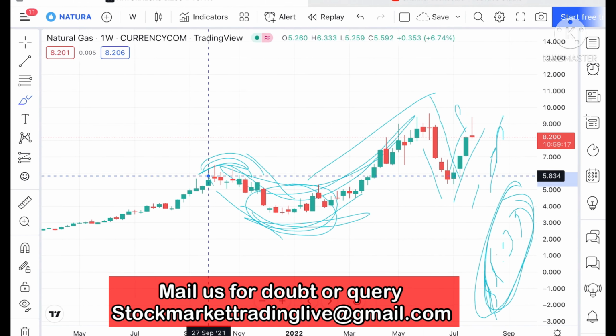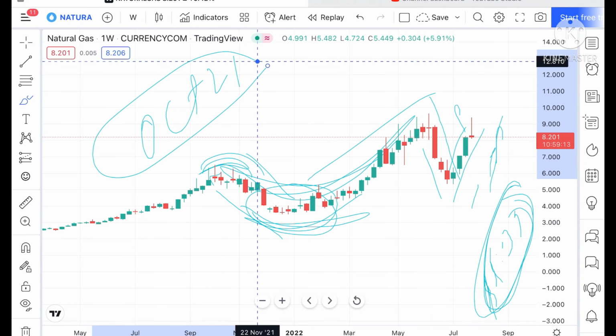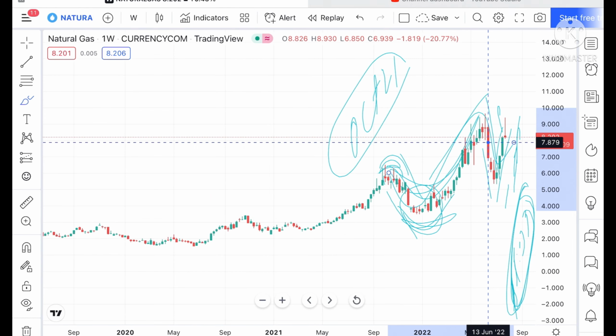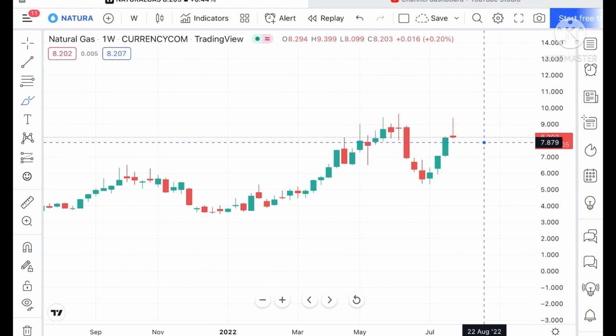If you look at this chart, this is from October 21. There is so much volatility. Otherwise you have not seen so much volatility before that. Now suppose this particular level sustains or doesn't sustain, I'll explain ahead.